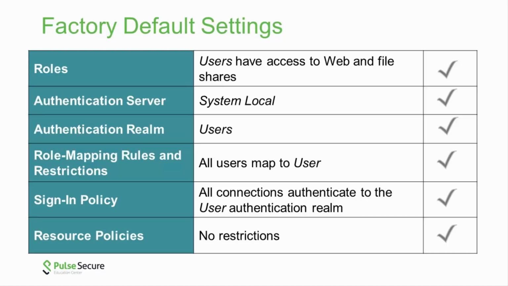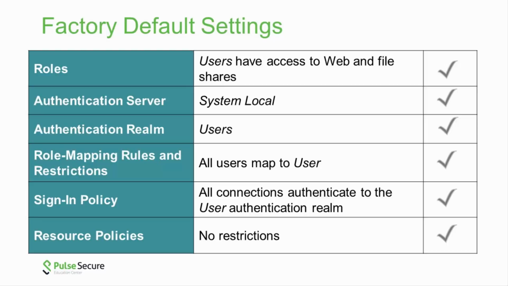A default element includes a role called Users with Web, Windows File, and Unix/NFS file access enabled. Another default element is a local authentication server named System Local with no users defined. Another default element is an authentication realm named Users that uses the System Local authentication server. Another default element is a role mapping rule within the user's authentication realm that maps all users to the user roles.